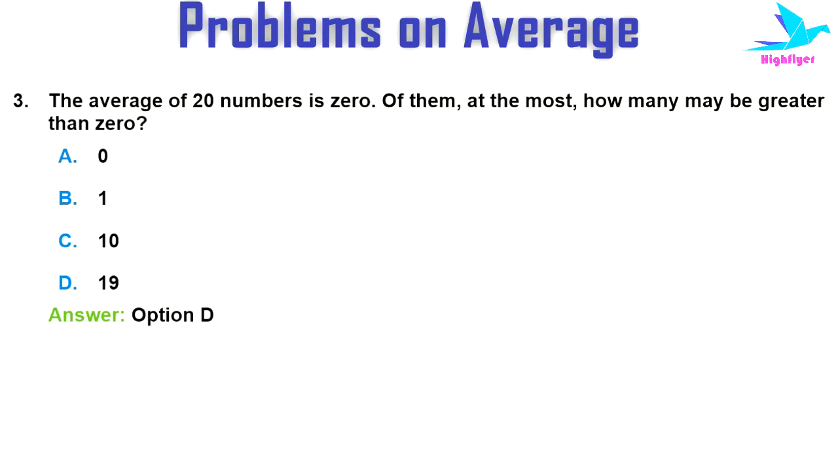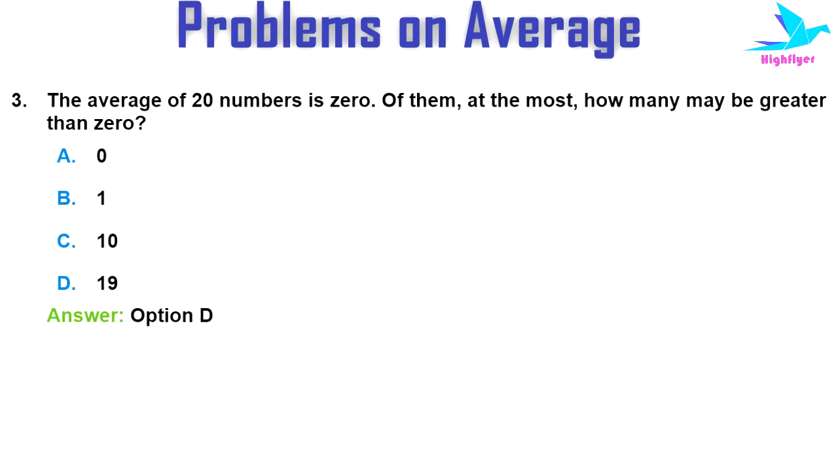Next question. The average of 20 numbers is 0. Of them, at the most, how many may be greater than 0? The options are 0, 1, 10 or 19. The right option is option D, 19.